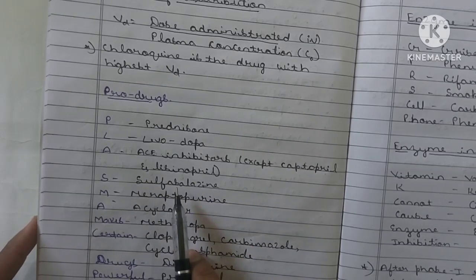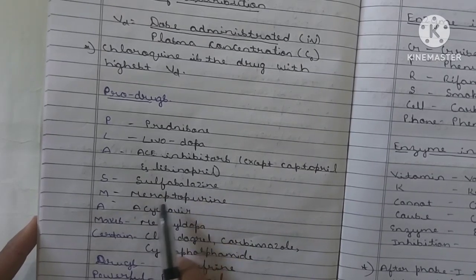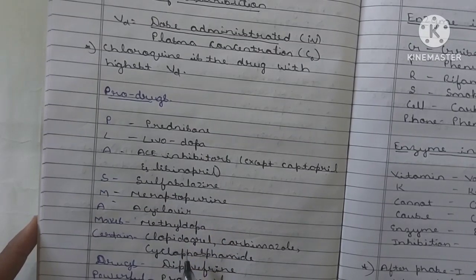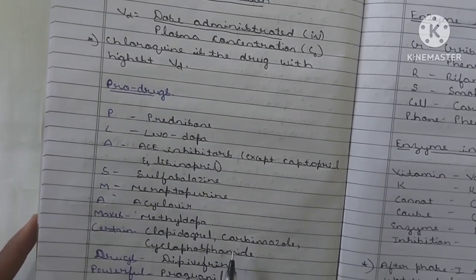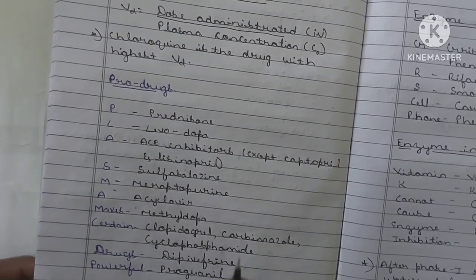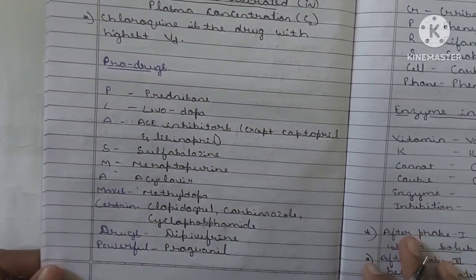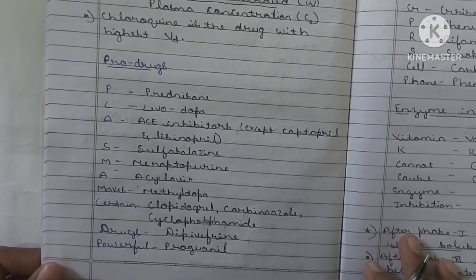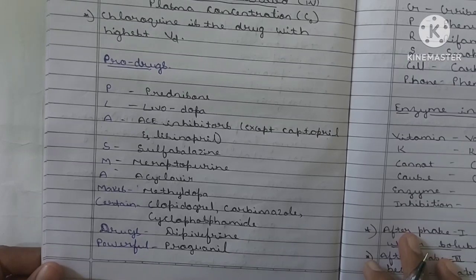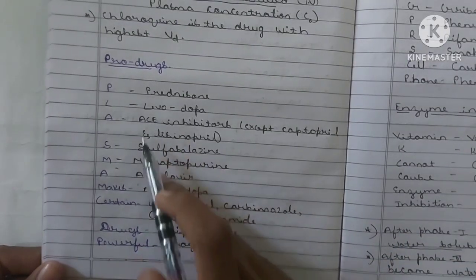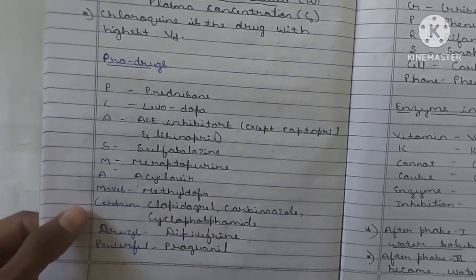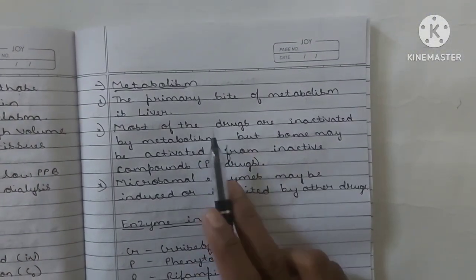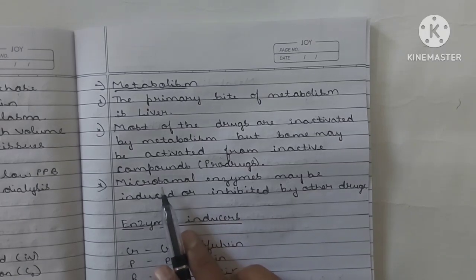Then sulfasalazine, mercaptopurine, then acyclovir, methyldopa, clopidogrel, carbimazole, cyclophosphamide, dipivefrine, then proguanil. These all are very important prodrugs. They are converted from inactive to active form with the help of the liver. This makes some certain drugs more powerful. Now metabolism, you come through this metabolism.